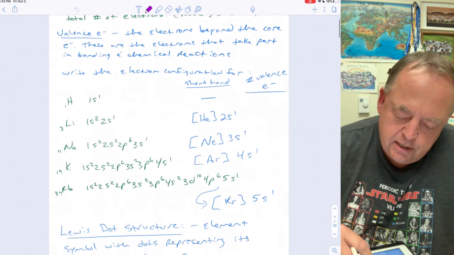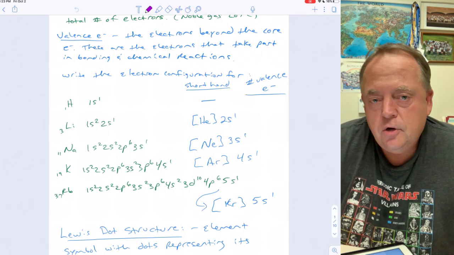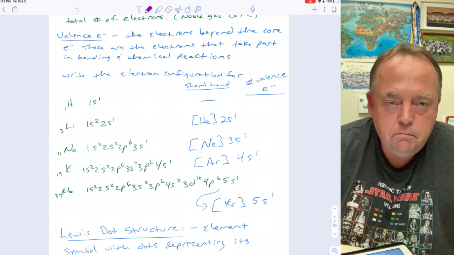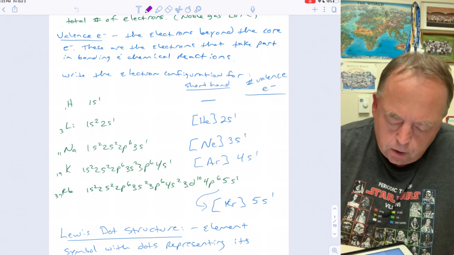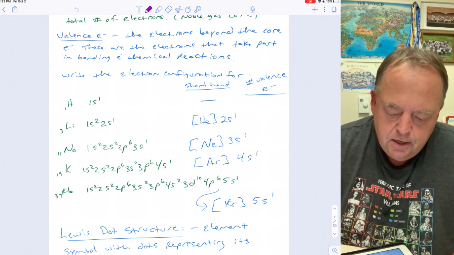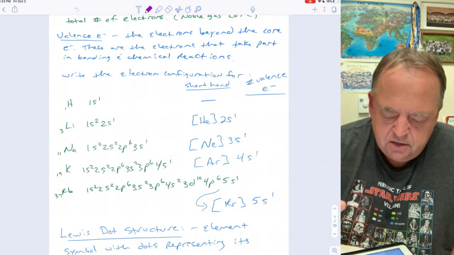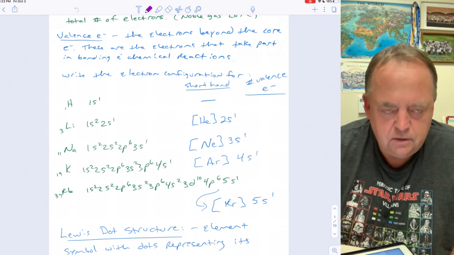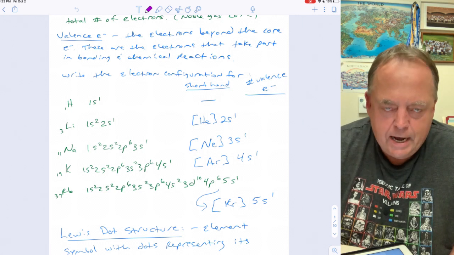And then valence electrons will be the electrons that are beyond the core. Those are the electrons that are really the most important, because those are the electrons that take part in bonding and chemical reactions. For all practical purposes, the core electrons don't do much of anything besides occupy space. Obviously, they affect the properties of the element, but it's the valence electrons that chemists tend to focus on, since those are the ones participating in chemical reactions and bonding.